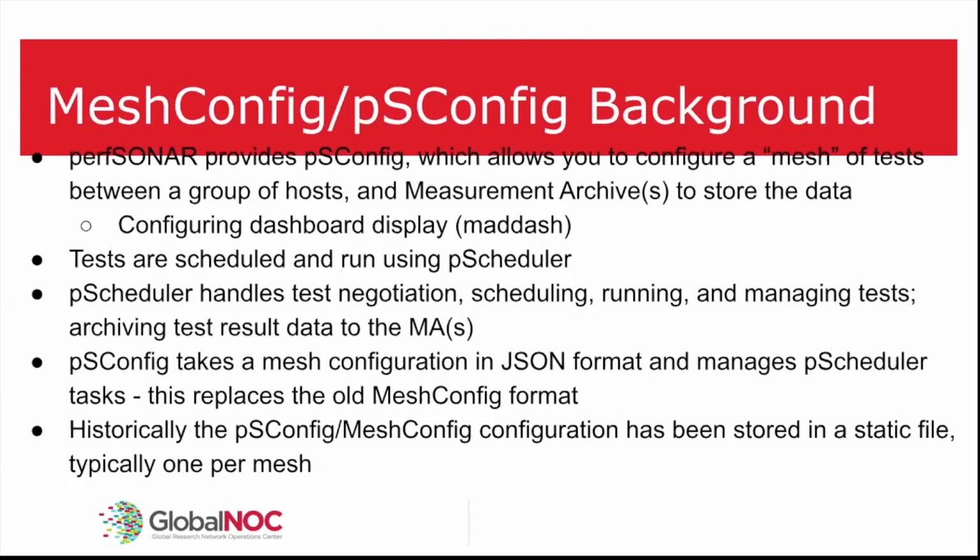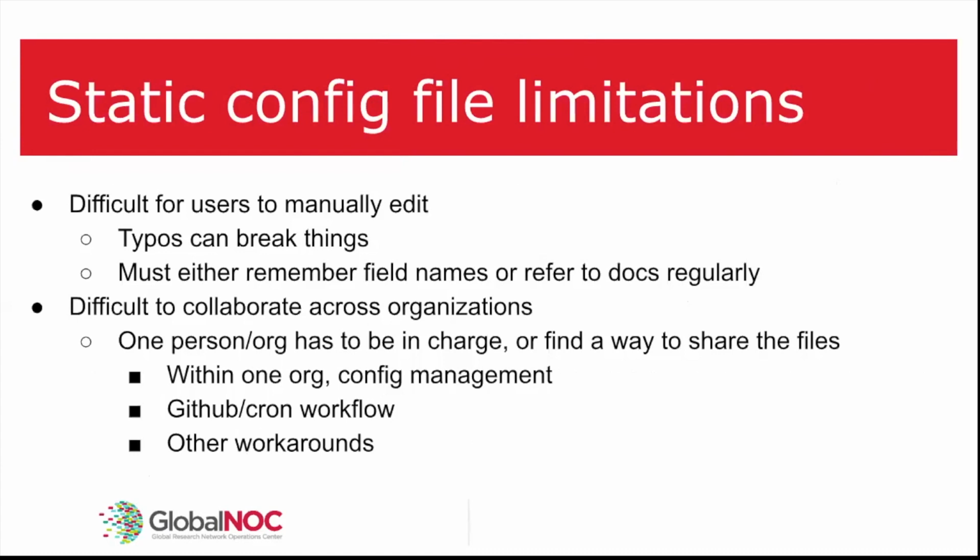Typically, this configuration is stored in a static file, typically one file per mesh, which has some limitations. For one thing, it's difficult for users to manually edit these configs, they're JSON files. Typos can break things, or things don't always work the way that people expect them to. You have to remember the names of all the fields and refer to the documentation to figure out how to declare whatever it is you're intending for things like test specifications.